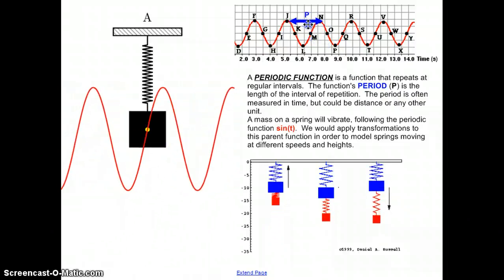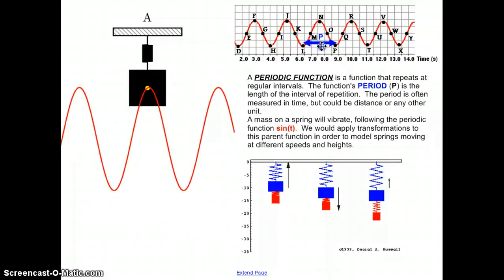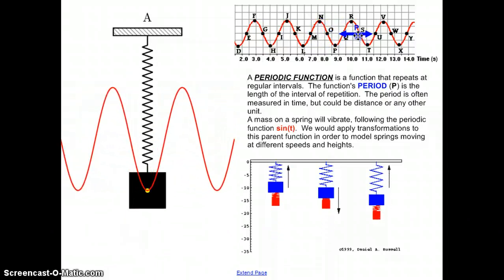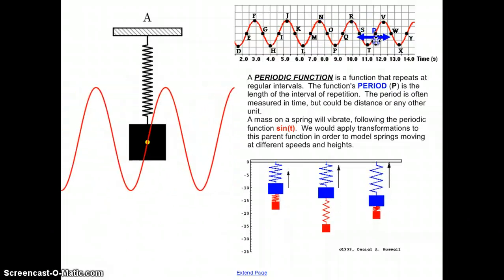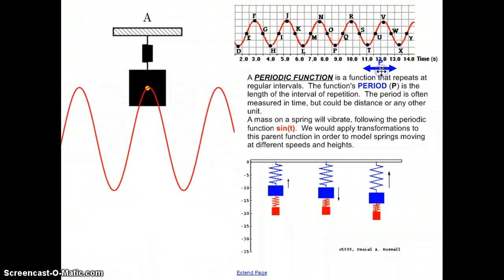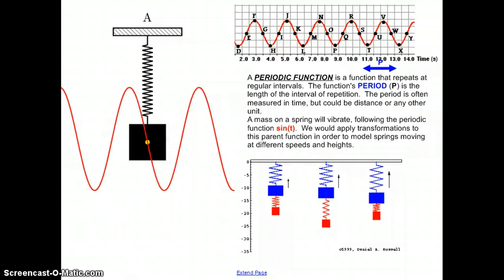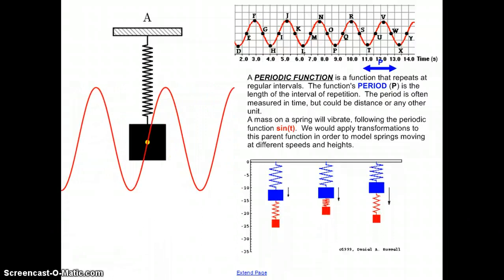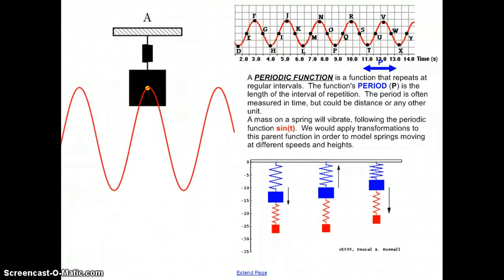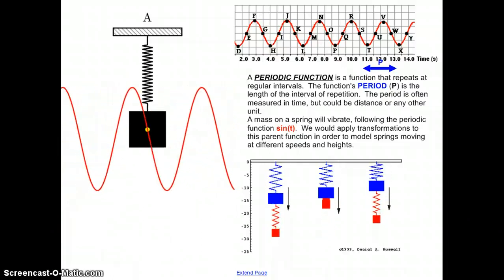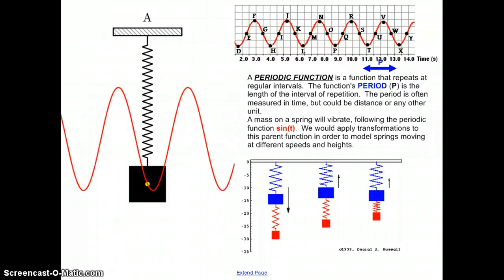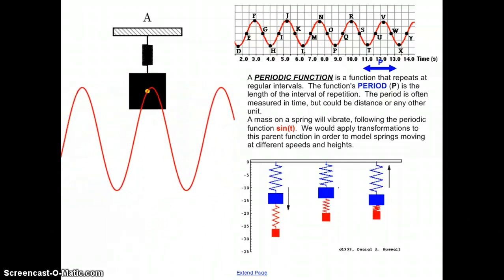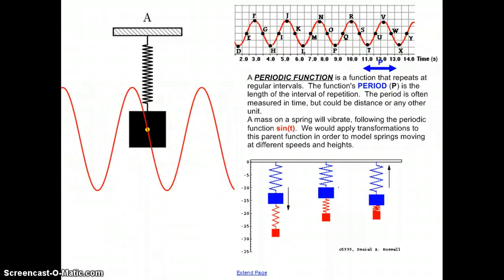So as long as I can say that one cycle copies to the next cycle, copies to the next cycle, and so on, we call this function periodic. An example is a mass on a spring. When it vibrates, it follows the periodic function sine of t. So in order to model different springs moving at different speeds and heights and so forth, we would use transformations of the sine function in order to do that.